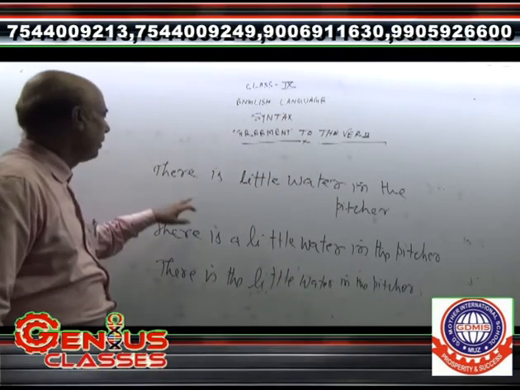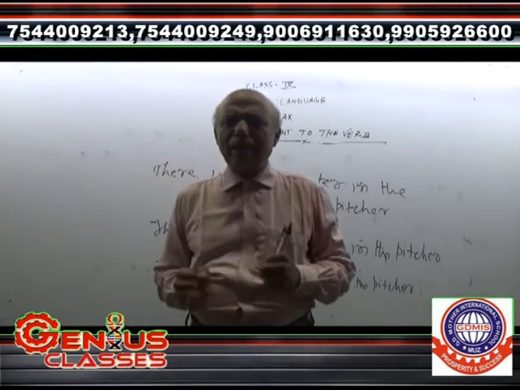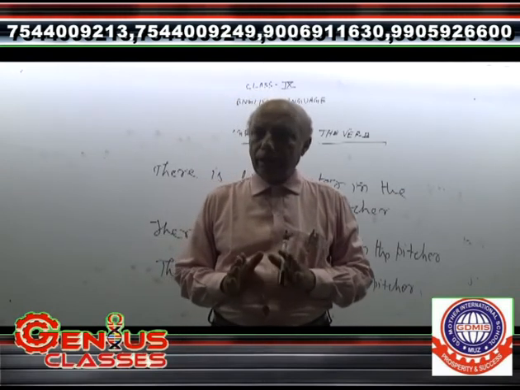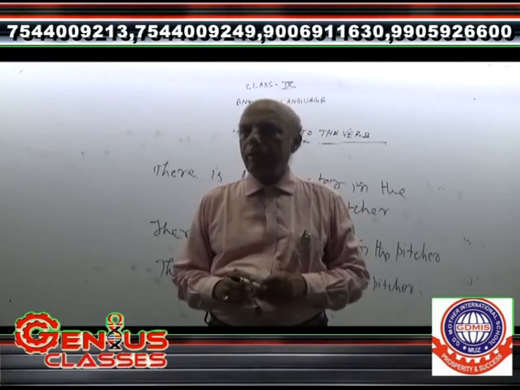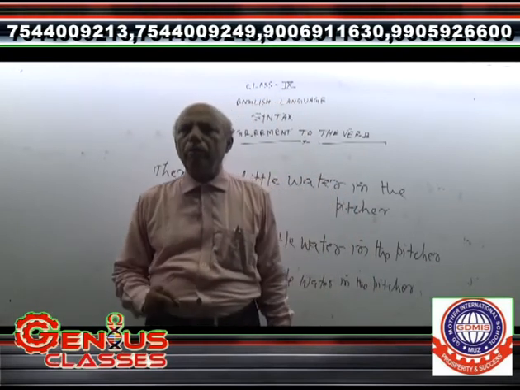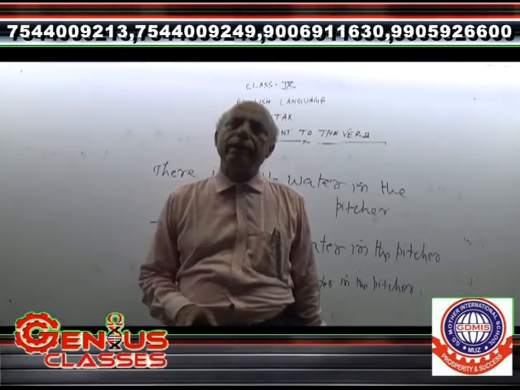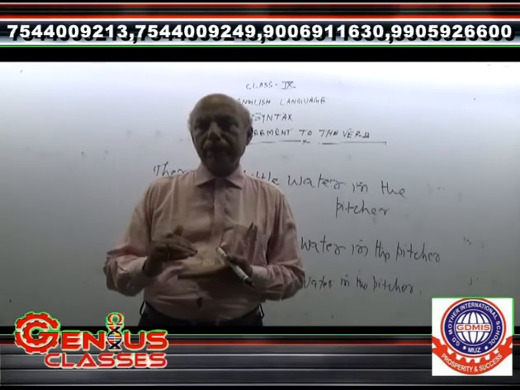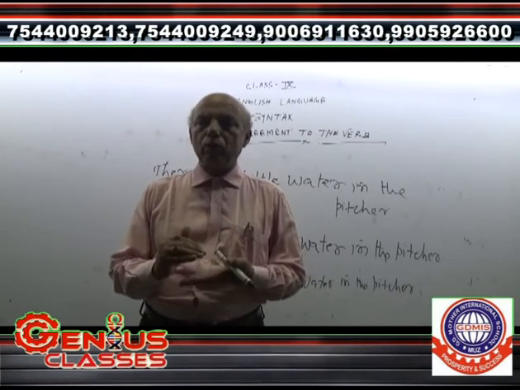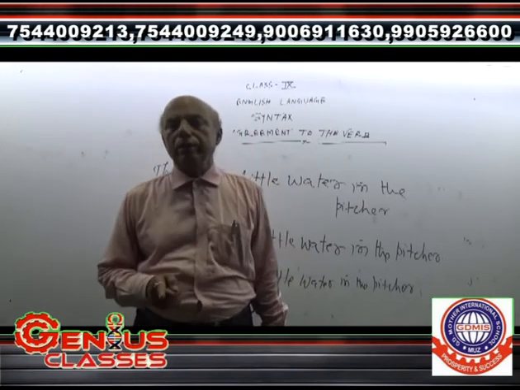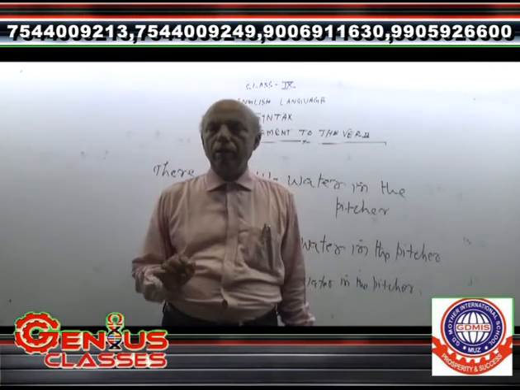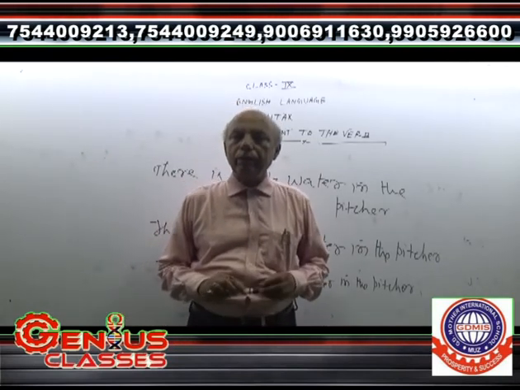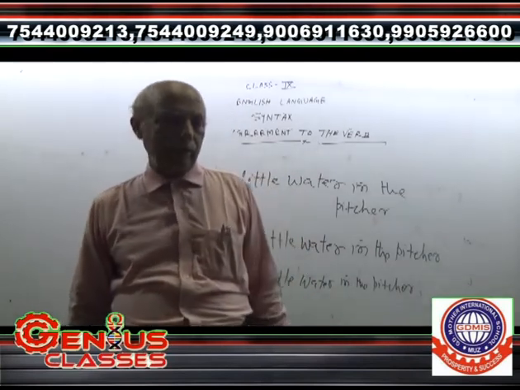If I say little, it means there is a pitcher and very minimum water, meager water. At that time we use, there is little water in the pitcher. When some water is found in the pitcher, in that context, there is a little water in the pitcher. And when water is as per the strength of the pitcher, it means the pitcher is full of water. In that context, the little. There is the little water in the pitcher. So these three words always follow the material noun.